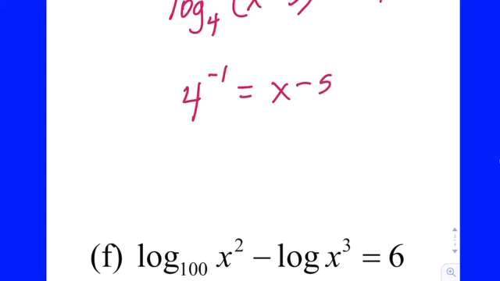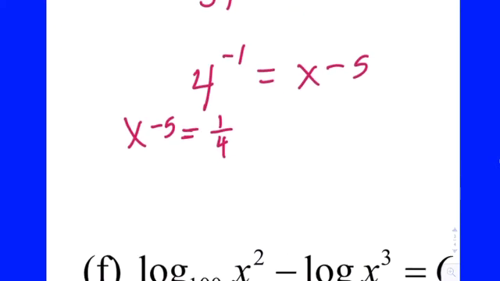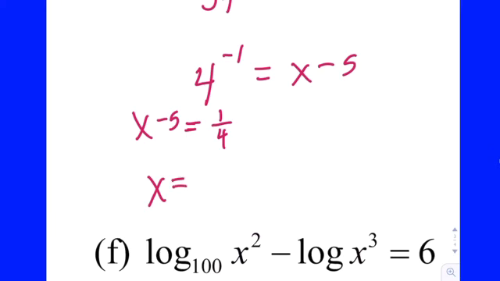4 to the -1st is actually what? 1/4. So I'm going to switch sides here. 1/4 equals x minus 5, like that. And then I add 5 to both sides. What's 5 plus a fourth? How many fourths? 21/4. Or that's 5 is 20/4, plus 1 is 21/4. Yeah, or you could go 5 and 1/4.